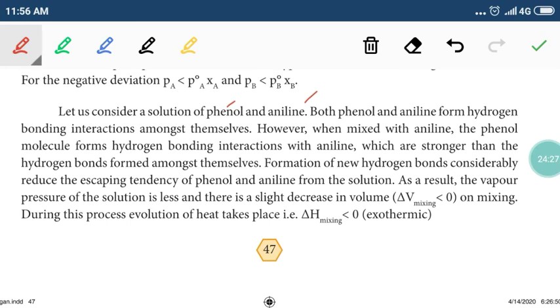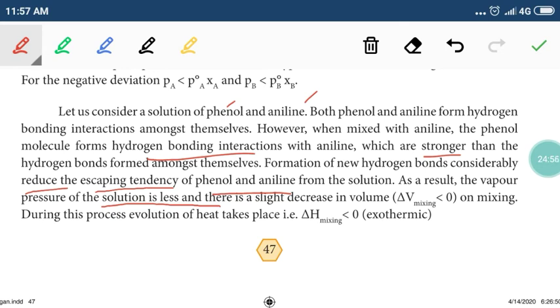Between phenol and aniline, strong hydrogen bonding will be formed. The bond will be a stronger hydrogen bond, so the escaping tendency will be reduced. There is a reduction of escaping tendency of phenol and aniline. Overall vapor pressure of the solution will be less than the individual solute and solvent, or the overall vapor pressure of the solution is less than the sum of vapor pressure of solute and solvent.